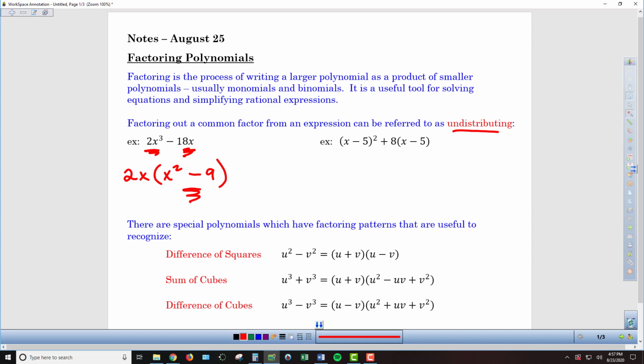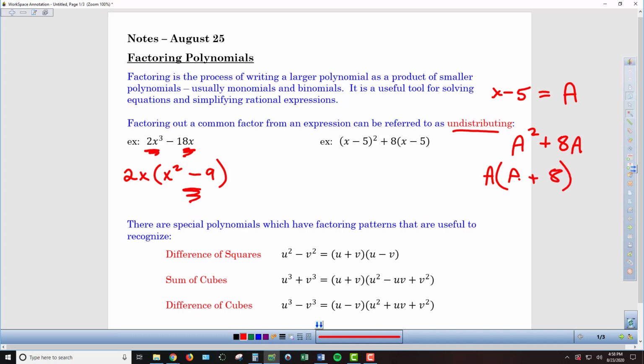Now in the second example, there's a little bit more going on in terms of what we're going to be able to undistribute. It's a little bit subtle. It doesn't look like at first that there's any common single number or variable, but if we rethink of this, maybe think of x minus 5, let's replace it with a giant A. So if instead of writing x minus 5 in parentheses squared plus 8 times x minus 5, what if we wrote it as a squared plus 8a? If I wrote it like that, hopefully we'd recognize that there's an a in common that we could undistribute from both pieces, and so then we'd be left with a plus 8.